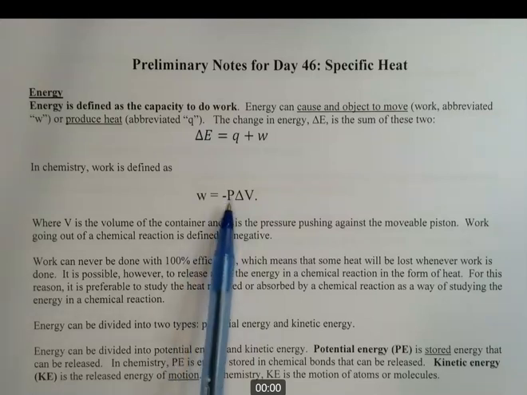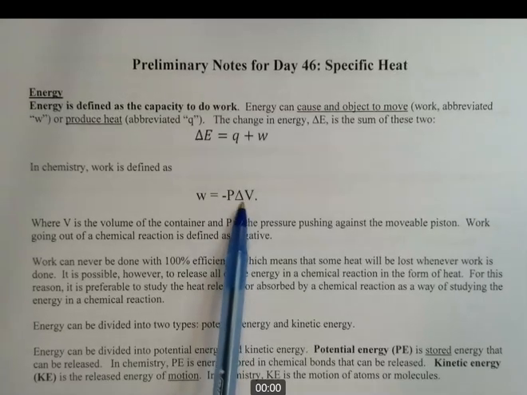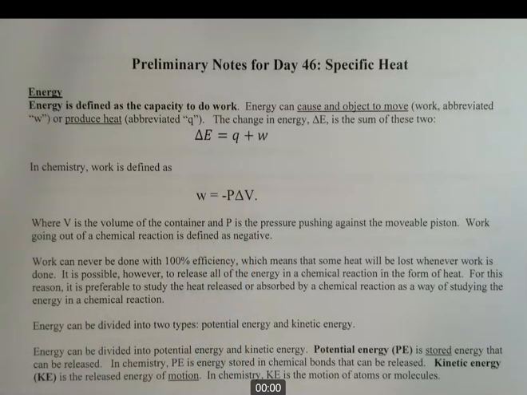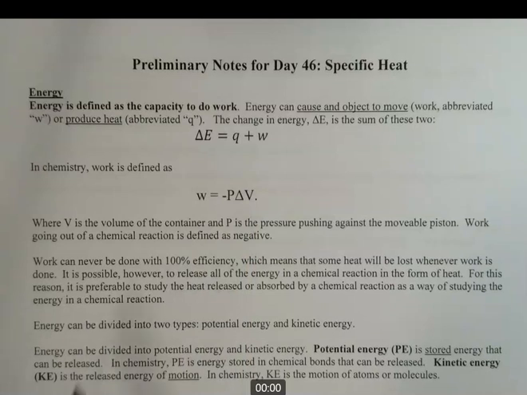So it's constant pressure, and that would be, for example, atmospheric pressure, like the atmosphere in the room that you're working in or studying in, times the change in volume. All right, so w equals negative P delta V, where V is the volume of the container and P is the pressure pushing against a movable piston. So we talked about what a piston is today.